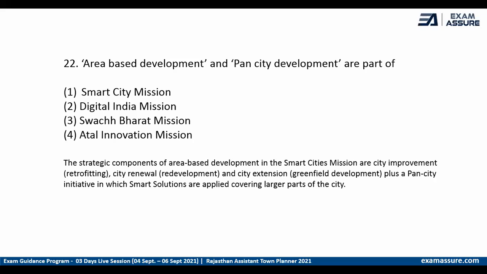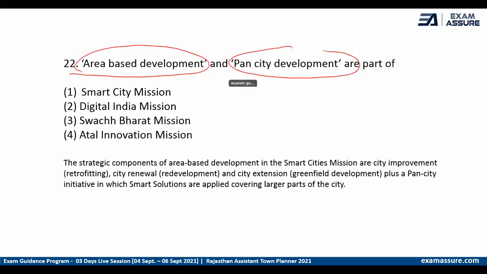Okay. So our next question is, area-based development and pan-city development are part of which of these missions? When you are saying pan-city, it's a larger scale. So we have to see that. Here, the Smart City Mission is basically done for an area-based as well as pan-city approach. Okay, and the other options, Digital India Mission.